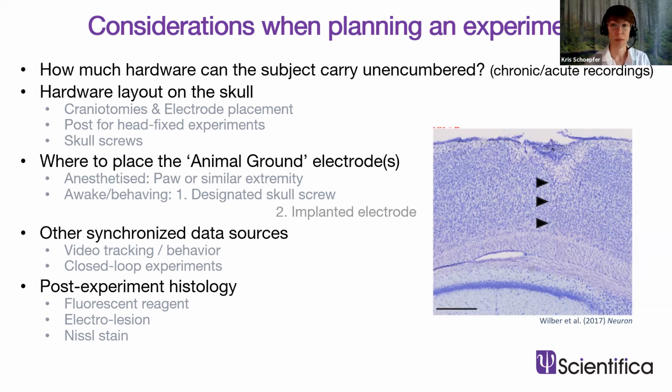You can either, at the surgery stage, dip the probe in some kind of fluorescent reagent to mark it quite clearly. Or, during an anesthetized terminal procedure, you could apply a current to create an electrolesion, or do something as basic as just a Nissl stain here. But as you can see, depending on which type of technology you're using, the tracks are really quite small and can be easy to miss.